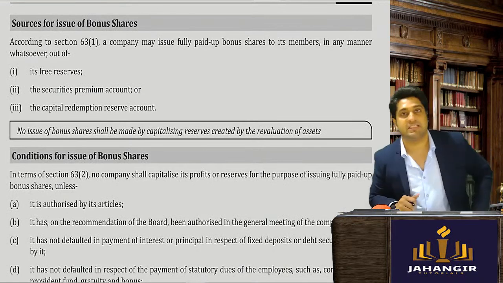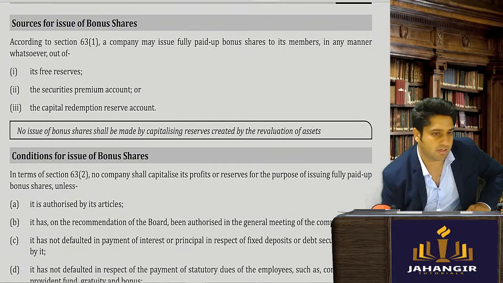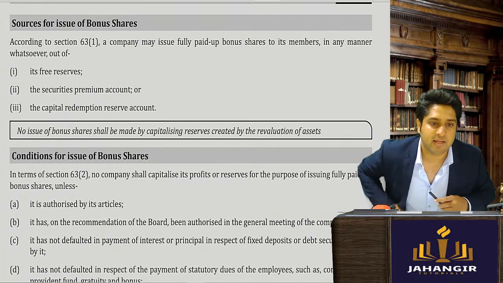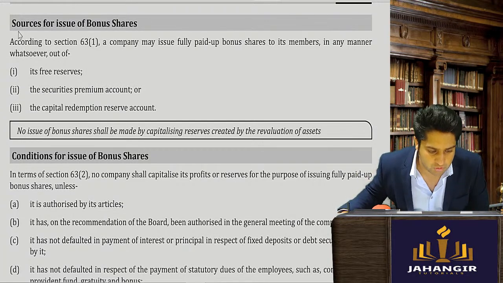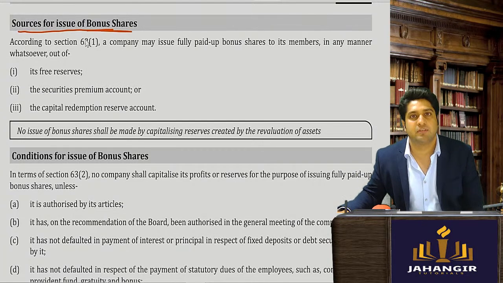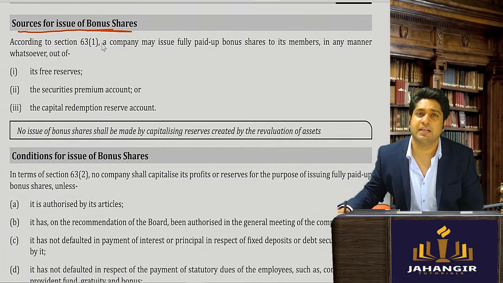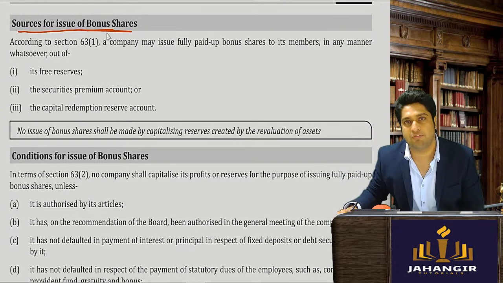Now section number 63 has 3 subsections, all of which are important, very very simple. First is the bonus issue. From where can the company give the bonus shares? Sources for issue of bonus shares.